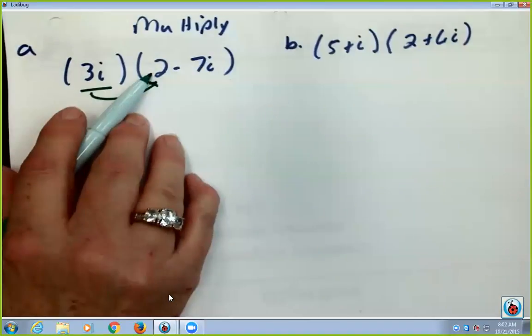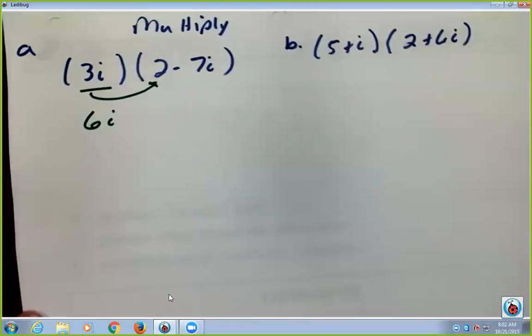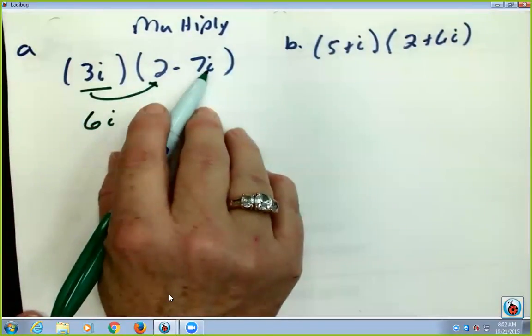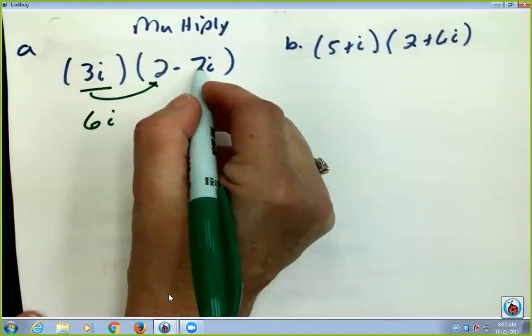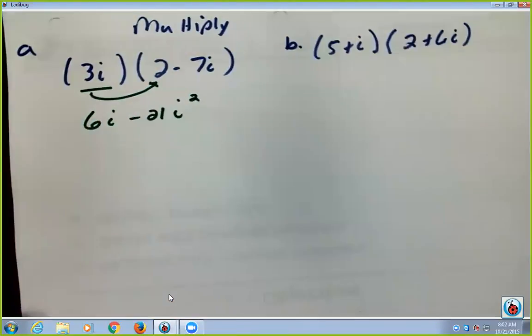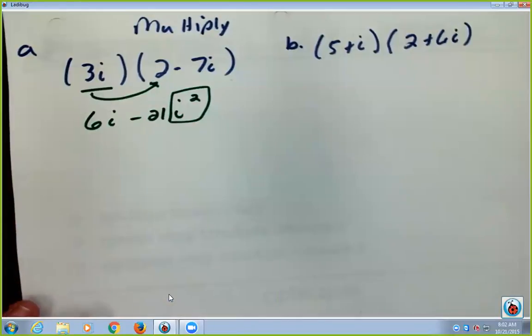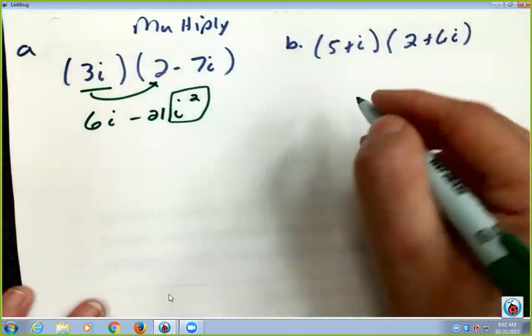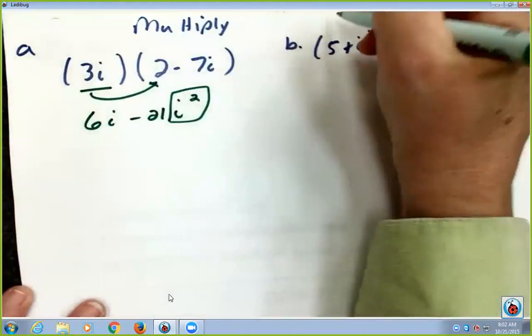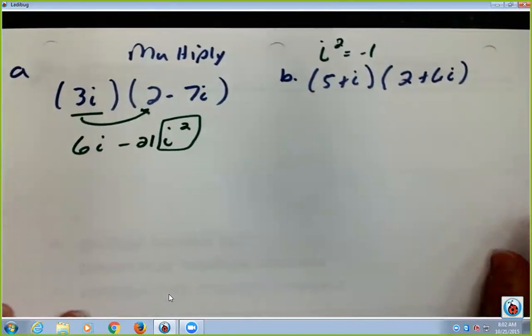So 3i times 2, what's that going to give you? Big old fat 6i. 3i times a negative 7i. So 7 times 3 is a negative 21i squared. But we found out the other day that anytime I end up with an i squared, all i squareds are equivalent to a negative 1. So here, put that up the top here. i squared equals a negative 1.